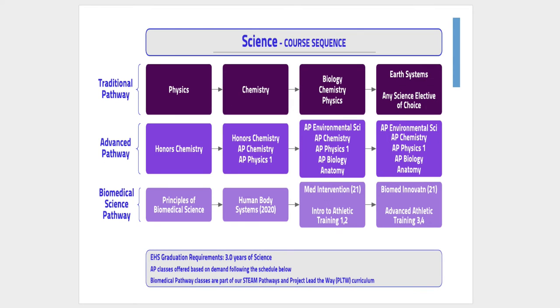Science. We need 3 years of science in order to graduate from Englewood High School. Most all of you freshmen are in physics this year. Then you should probably be signing up for chemistry next year. If you're in honors chem, you have the opportunity to sign up for AP chemistry or AP physics, depending on what pathway you're interested in.